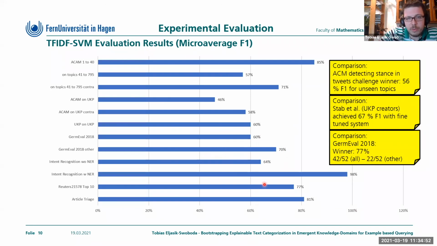For intent recognition without additional information, 64% F1 was achieved, but with additional information, so when we already know something is a song name and add it into the utterance for the classification, it was boosted up to 98%. For the Reuters task, we had 77% F1, and for the article triage, 81 F1.